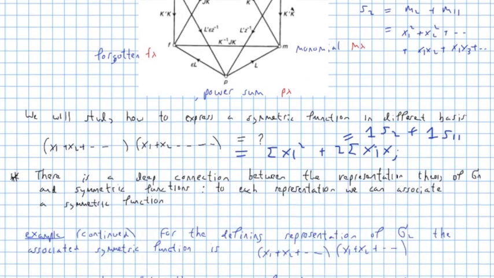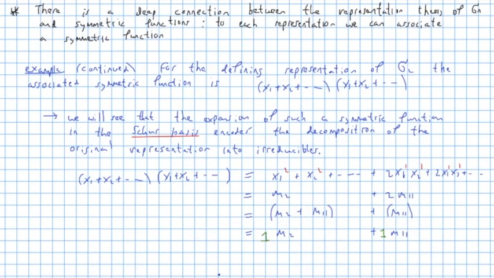The thing is that there's a very deep connection between the representation theory of the symmetric group and symmetric functions. To each representation of the symmetric group, we can actually associate a symmetric function. We will see this. The details aside, I want just to get the idea across. But let's see what would happen for the defining representation of the symmetric group of size 2. The associated symmetric function is going to be exactly the one we've seen, x1 plus x2 dot dot dot, squared.